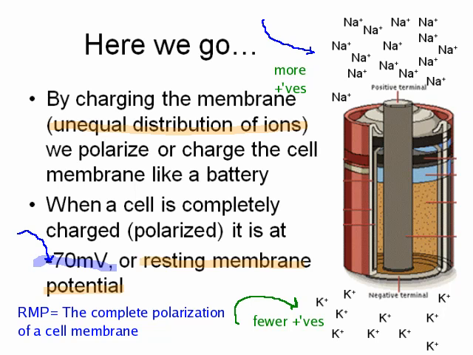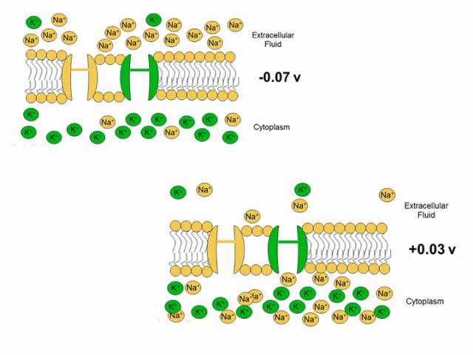Let's take this a step further, if we may. Now, in the PowerPoint, this is an animation. In Wimba, I lose my animation ability. First things first: a negative 0.07 is equal to a negative 70 millivolts. Don't lose sight of that.